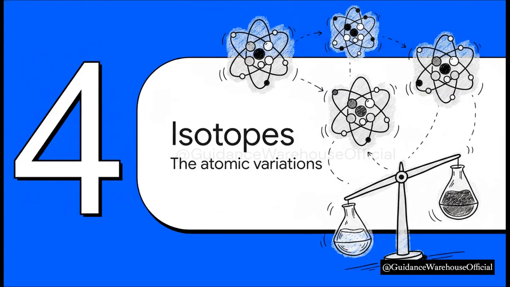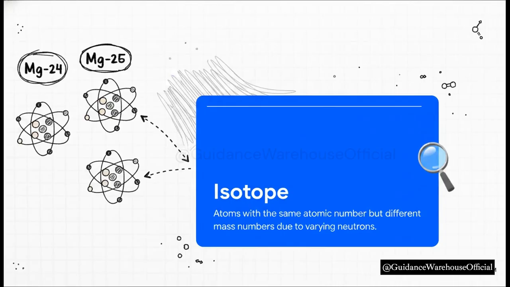All right, section 4, isotopes, the atomic variations. We just saw what happens when the electron count changes, but nature has another trick up its sleeve. What on earth happens when atoms of the exact same element have different weights? That exact scenario is what we call an isotope. Isotopes are just atoms that share the same atomic number, meaning they're the exact same element, hands down, but they have different mass numbers because they have different numbers of neutrons.